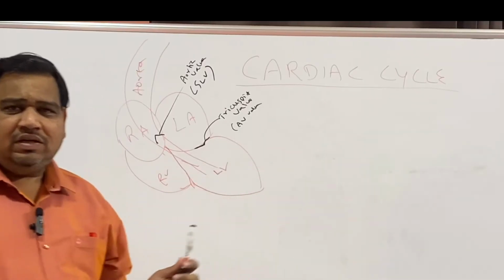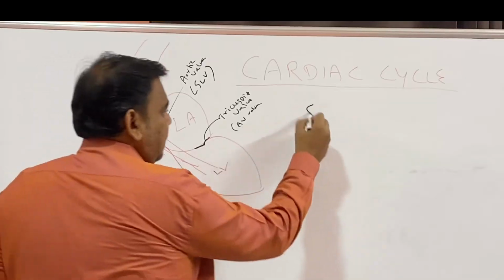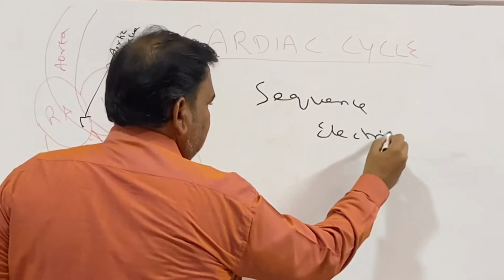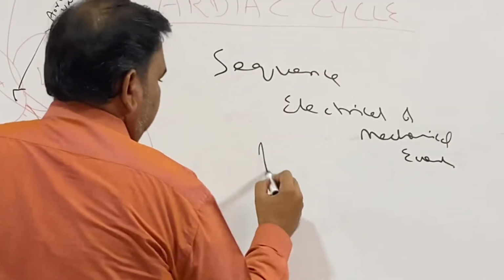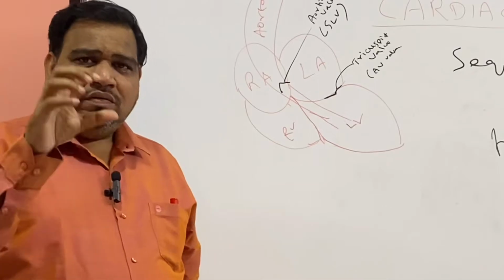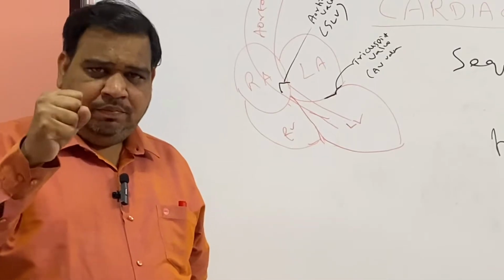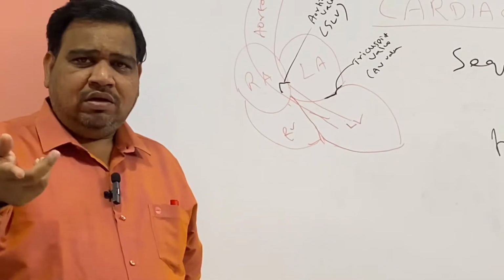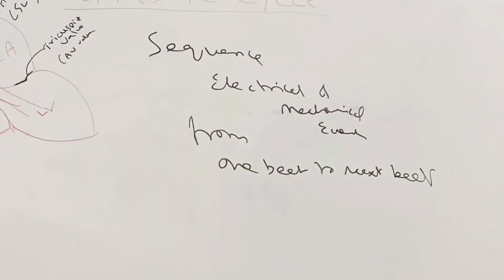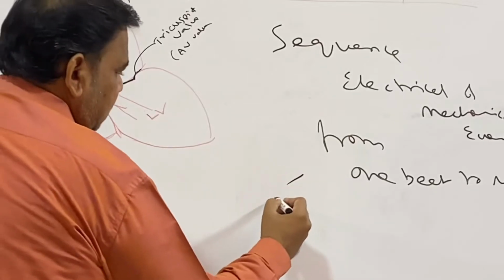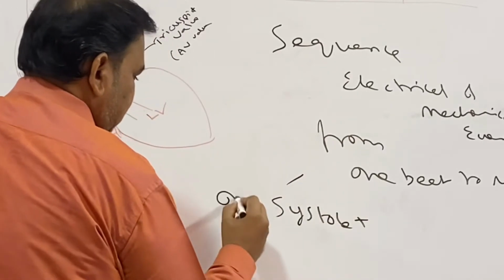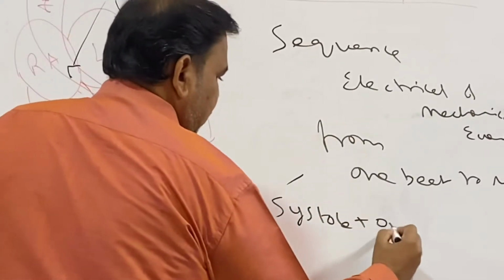Cardiac cycle is defined as the sequence of electrical and mechanical events from one beat to the next beat. For example, lub, dub, lub, dub. This lub, dub is one cardiac cycle, or the cardiac cycle is from one lub to the next lub. I hope you understand. Or simply we can say it includes one systole, which is contraction, plus one diastole.